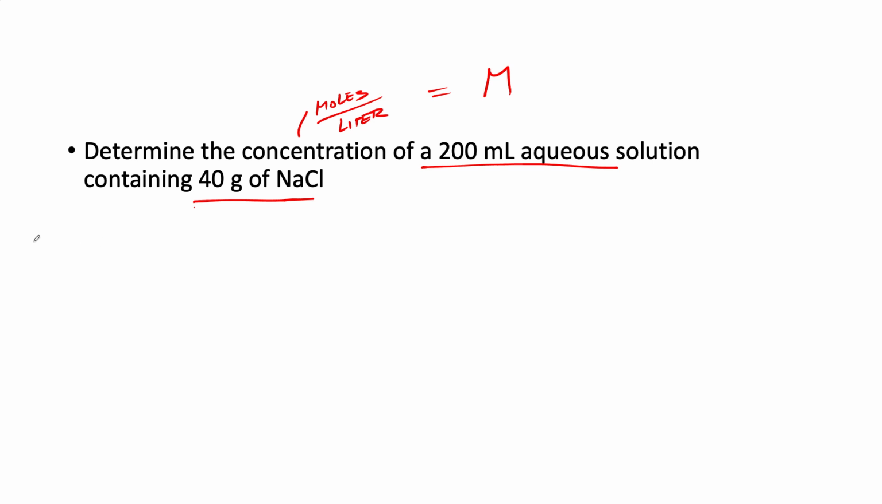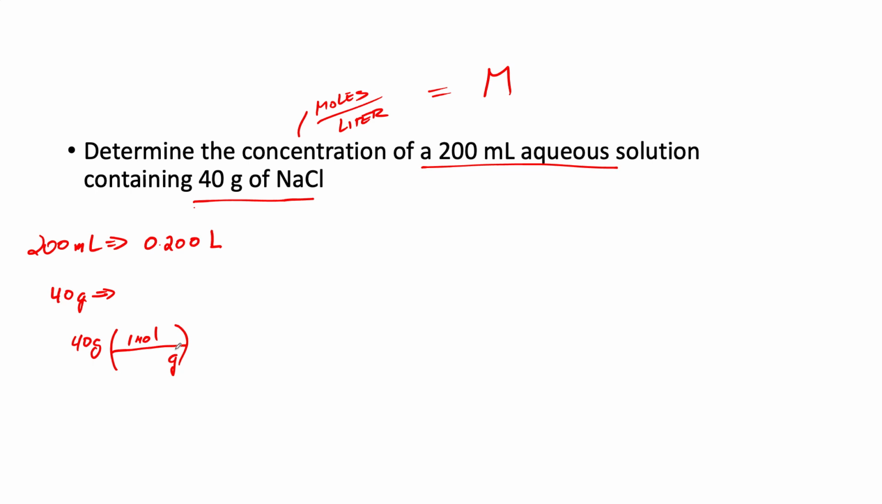Now, with the 200 milliliters, convert that to liters. Divide everything by 1,000, 0.200 liters of solution. And now we've got to convert our 40 grams to moles. To do that, you take the 40 grams and then we're going to divide by the molecular weight. So we need 1 mole, and you find the molecular weight of sodium chloride.